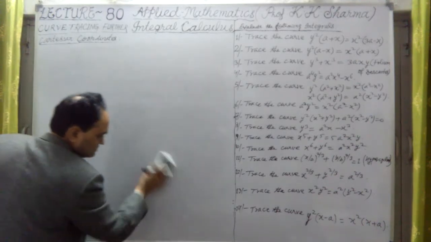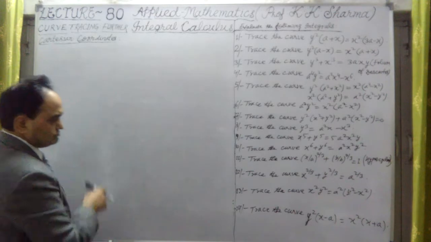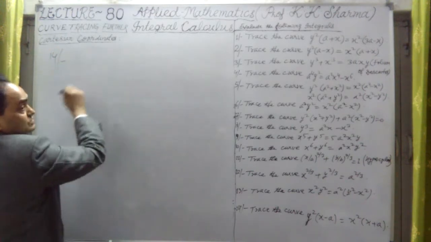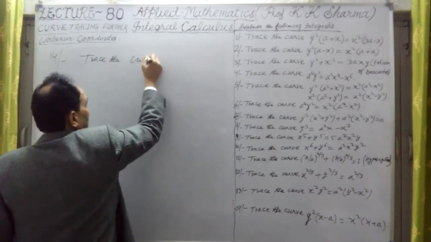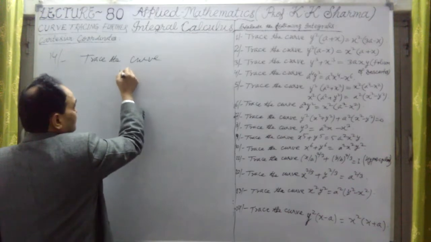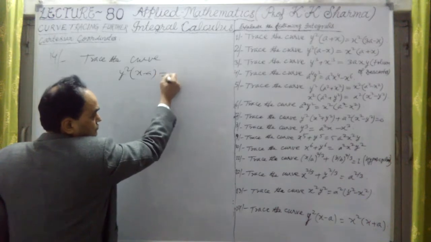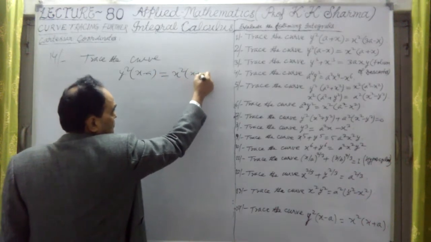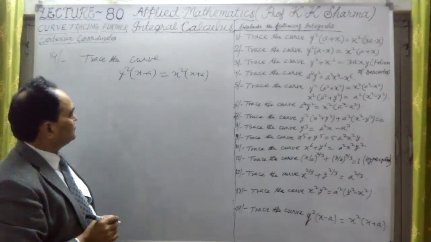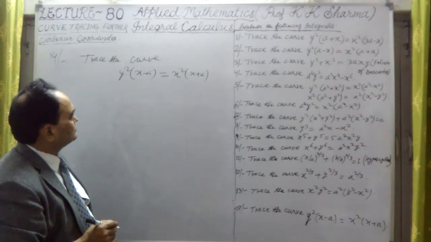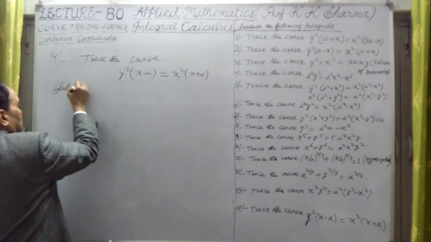Okay, so let me take question number 14, the last one. What does it say? It says trace the curve. What is the curve here? It is y square into x minus a equal to x square into x plus a. So first, if I solve this equation, y square will be found from this equation.